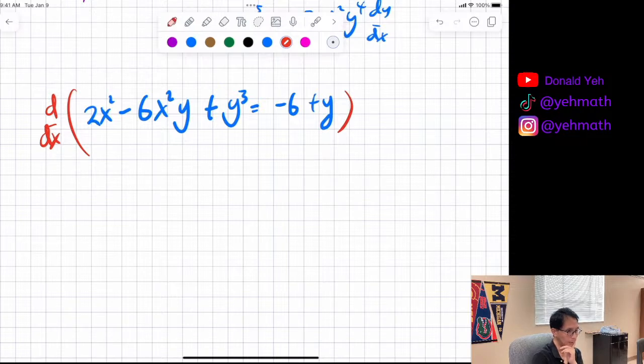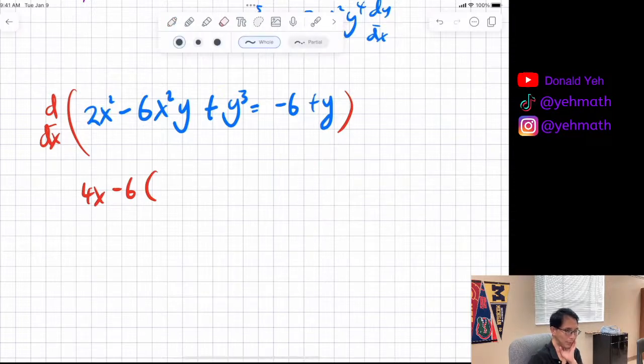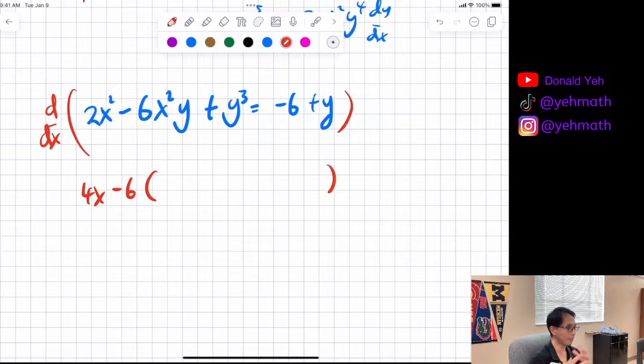And d/dx of 2x squared is 4x. That's very easy. Now here's the tricky part. I'm going to show all the students a trick: just do minus 6 and put a parenthesis right here, because I have to take a derivative of x squared y. That way I can only focus on x squared y and not on the 6. If I focus on the 6, there's a lot of mistakes that can happen, so I don't prefer that. So I'm going to take a derivative of x squared, so it's 2xy plus x squared dy dx.